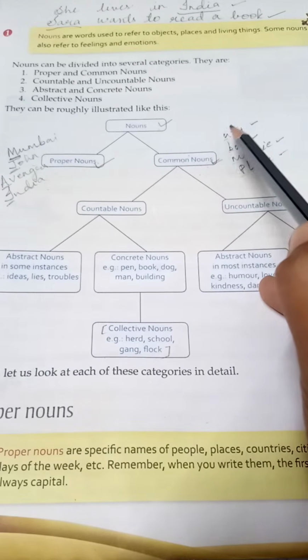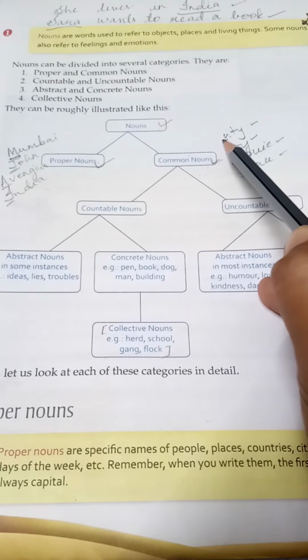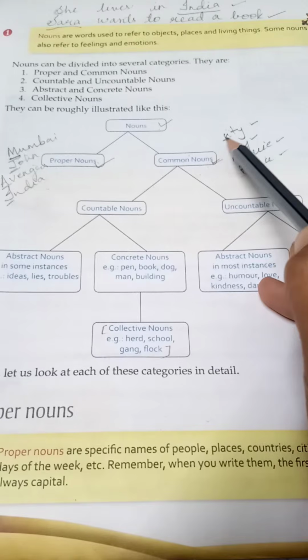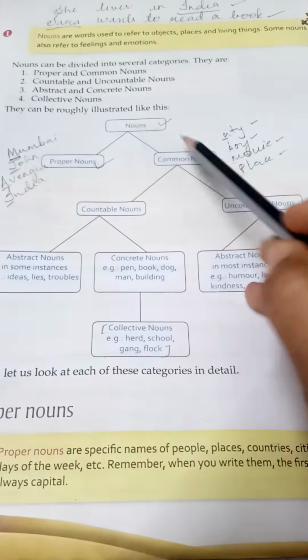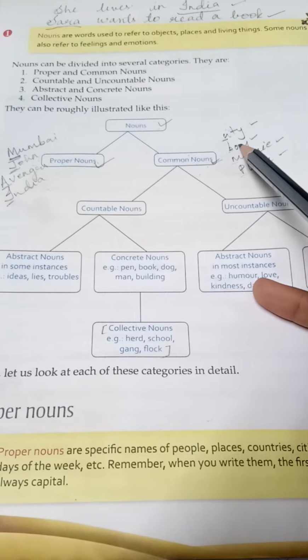And common noun always starts with a small letter, that is lowercase letters, and it is very general. Proper noun is specific in its nature and common noun is always general in its nature.